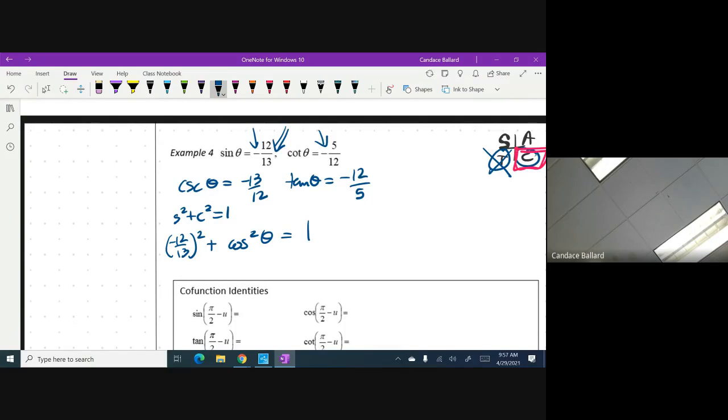All right, I'm going to square that because I really don't know what else to do. So let's see, 12 squared is 144, 13 squared is 169, plus cosine squared theta equals. Just like in all the others, where you did 4 over 4 and 9 over 9, my denominator is 169, so I'm going to do 169 over 169. And then I'm going to subtract that over to the other side. So 169 minus 144 gets us 25 over 169.